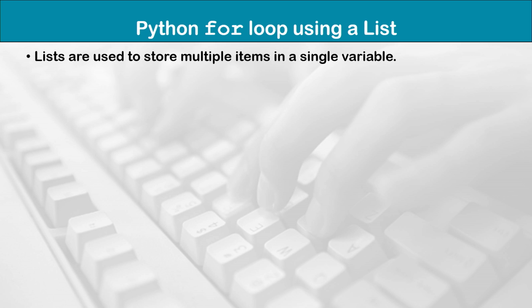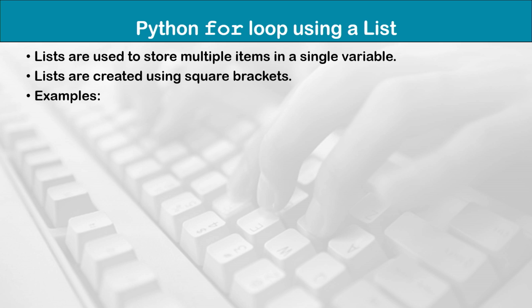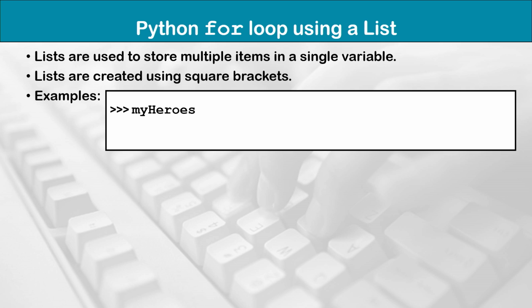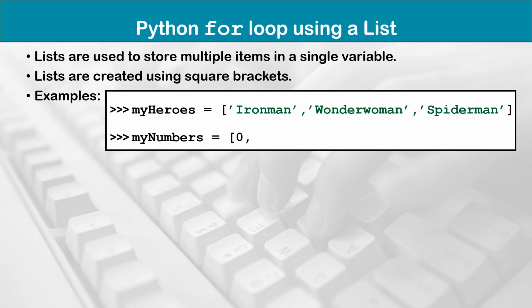Lists are used to store multiple items in a single variable. A list is created using square brackets. For example, the list My Heroes contains elements Iron Man, Wonder Woman, and Spider-Man. The list My Numbers contains numbers 0, 2, 4, 6 and 8.